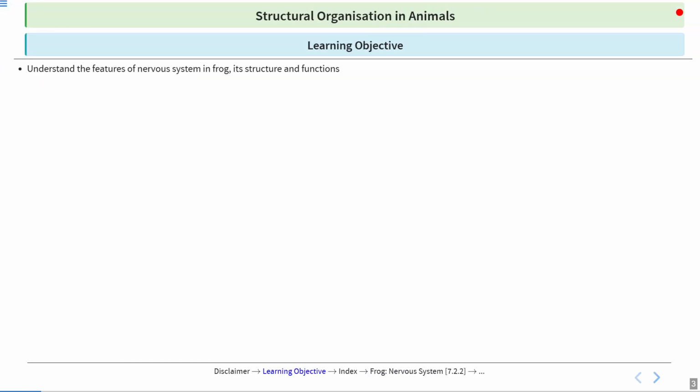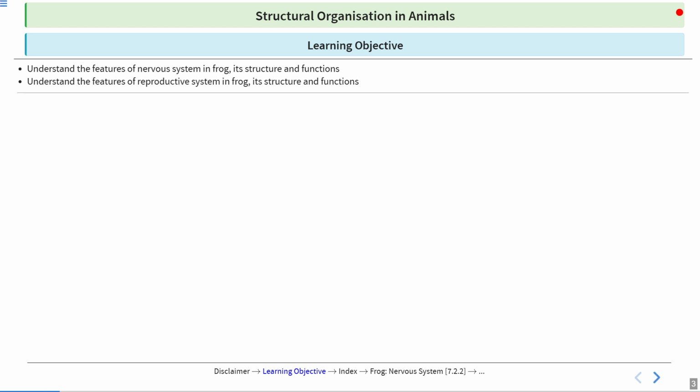In today's session, the learning objective: let us have a look at this. To understand the features of the nervous system in frog and its structure and function. So we will study what type of nervous system the frog possesses, regarding its structure and its function.